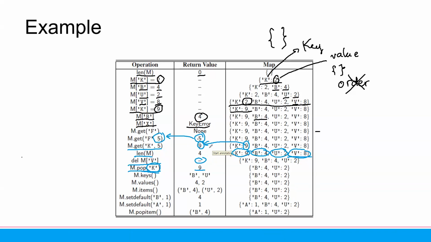If I want to check keys, then I want to return all the keys that exist in the dictionary. So we have P and U. What about the values? I will return all the values that exist in the dictionary, which is 4 and 2. If I want to check the items, then I will get all the keys and values.